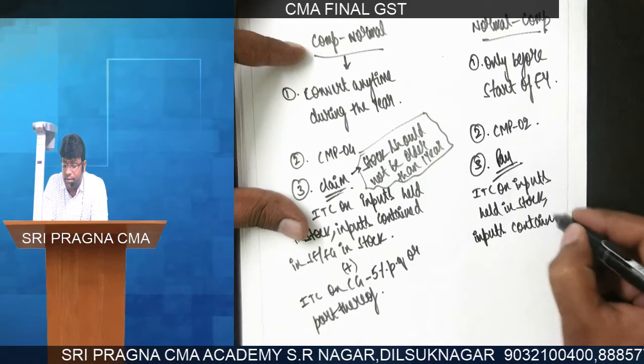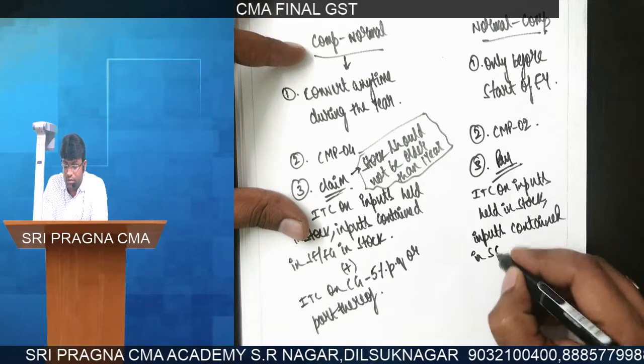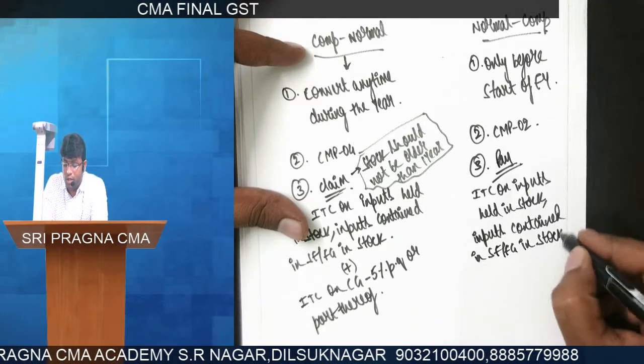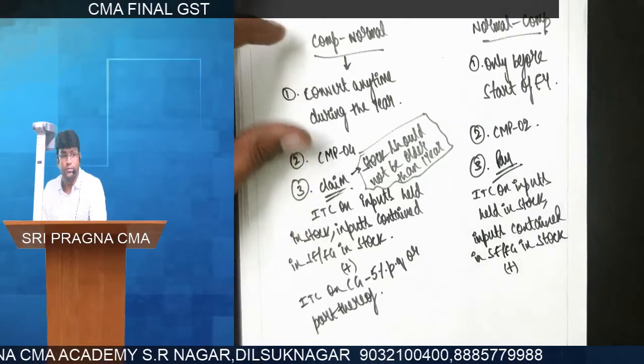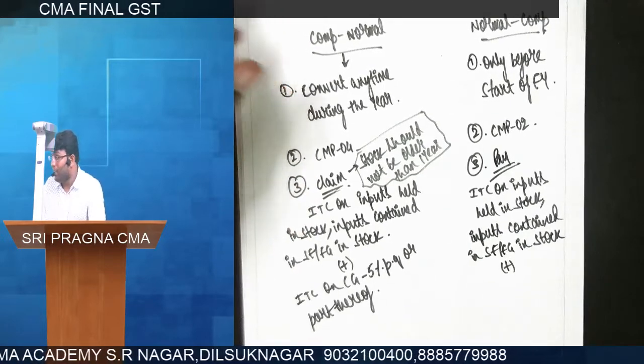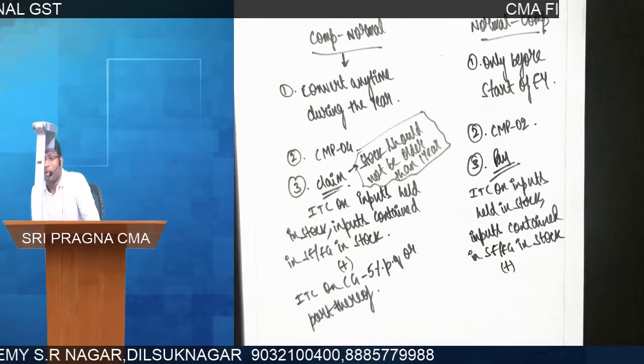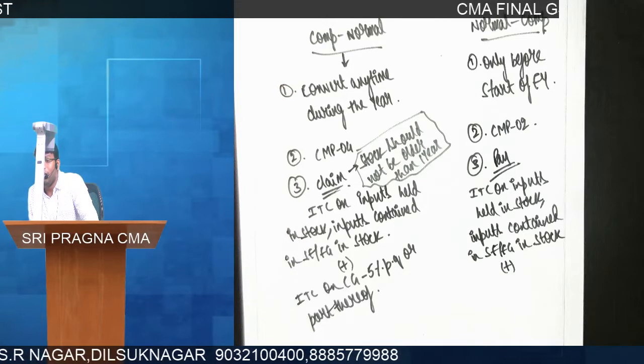Inputs contained in semi-finished or finished goods in stock. So getting clarity, everybody? Sir, there they told claim credit, but here they are telling pay that amount. What is the logic of this point?